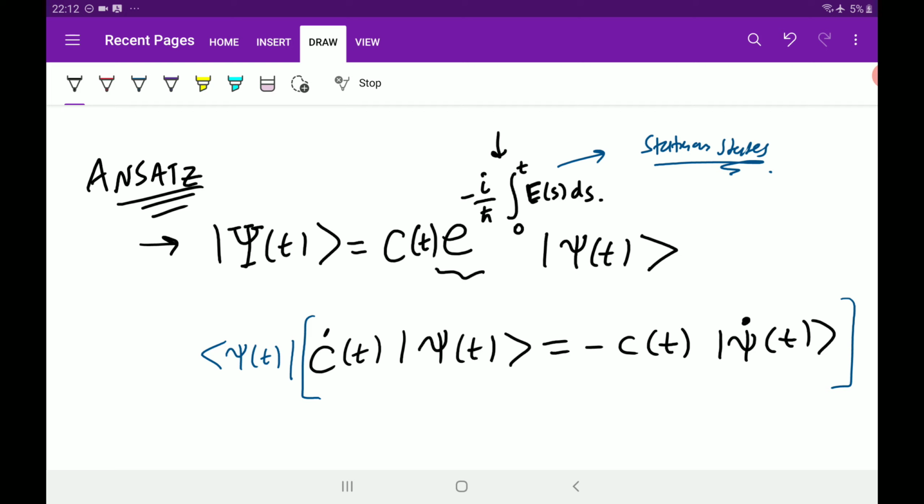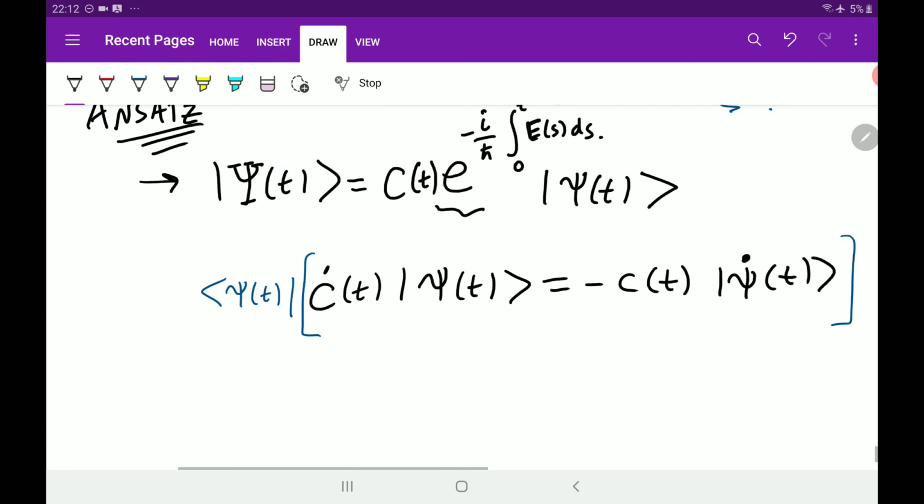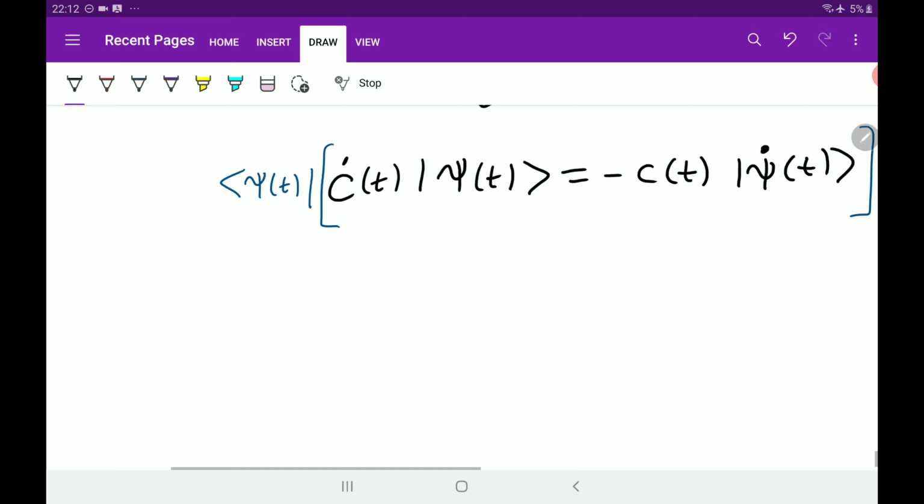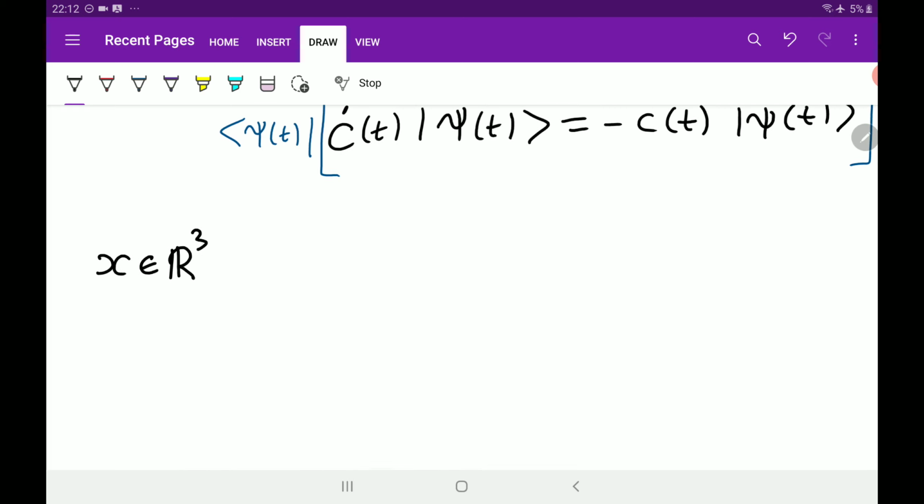In general, it'll be a linear combination of them, because saying that this has to be psi of t would be like saying that an arbitrarily chosen vector in R3 must be just a constant times E1. No, it's going to be a linear combination of all the basis vectors.